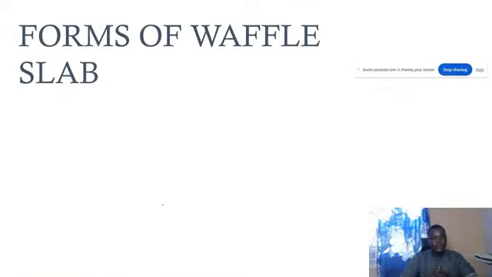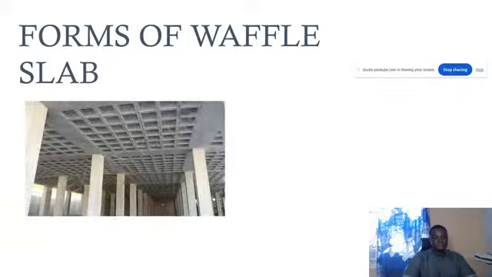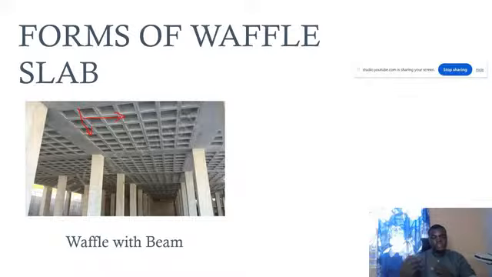So we have various forms of waffle slab, even though I tried to explain it in my previous slide. This we are talking about in terms of support. Waffle slab can be done in two ways in terms of support. You can see that the waffle slab here is in two directions, this direction as well as this direction, so it has ribs in both directions. One way is when your waffle slab is supported directly by beams. So this is waffle slab with beams. The slab comprising the topping and the rib beams, which we call the waffle slab, is now supported by beams.